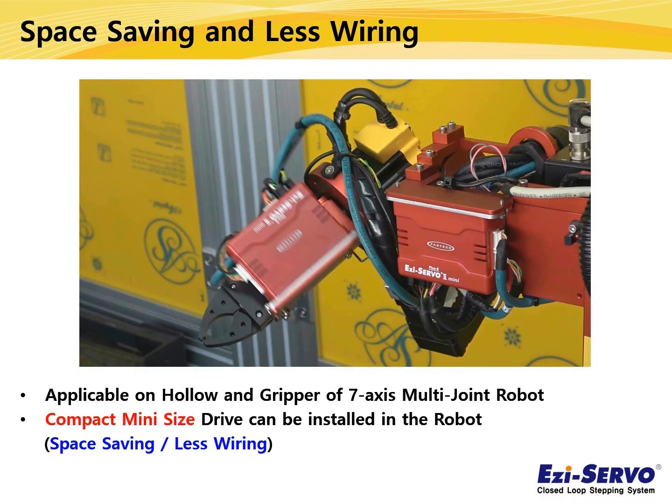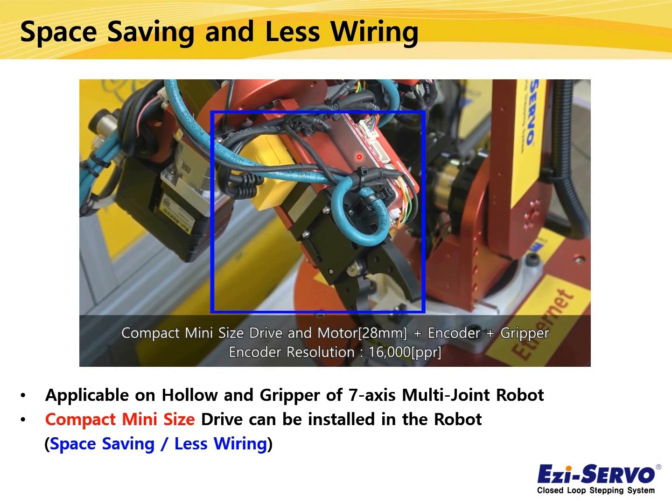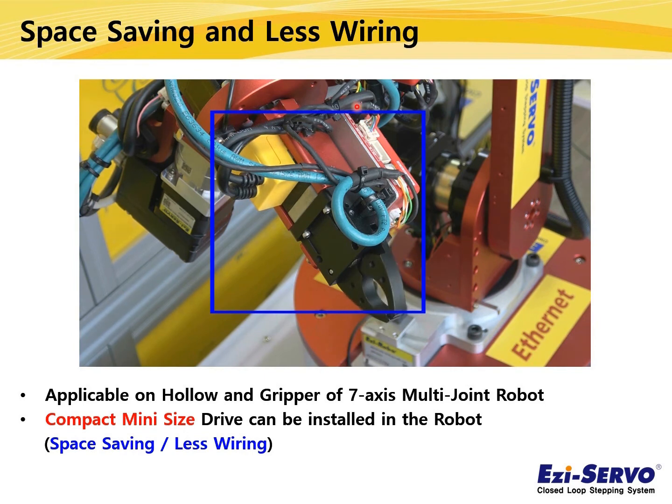I will show you an enlarged part of the mini drive. The drive connected to the hollow shaft motor is attached directly to this part, and the drive applied to the gripper shaft is attached directly to this part. This is the part applied to the gripper axis. The encoder cable is connected like this, and the motor cable is connected like this. You can check that the cable wiring is short because the distance between the motor and the driver is close.